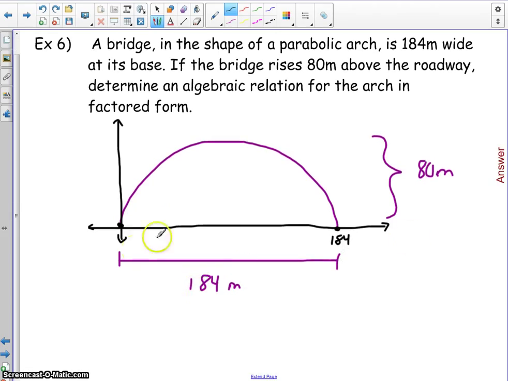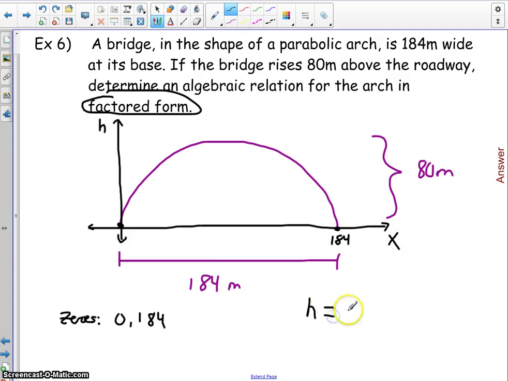So right away, if I want to start building factored form like it says in the question, I've got my zeros at 0 and 184. So for my factored form, if I let h represent my height up here, and x be my horizontal distance here, h will be some a value I don't know, times my zeros: from 0 I get x minus 0, which will simplify to x on my next line, but just to show that step, I'll put x minus 0, and I have x minus 184.